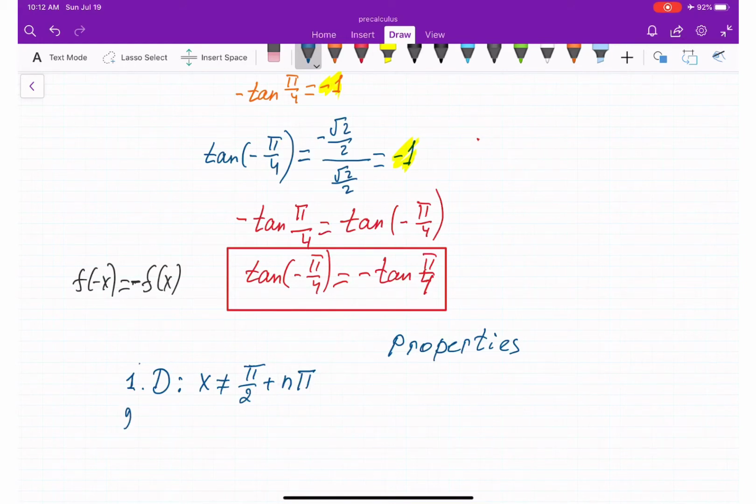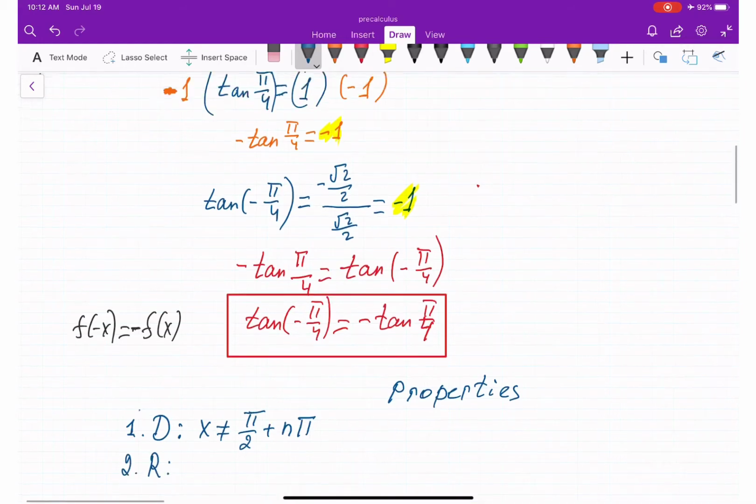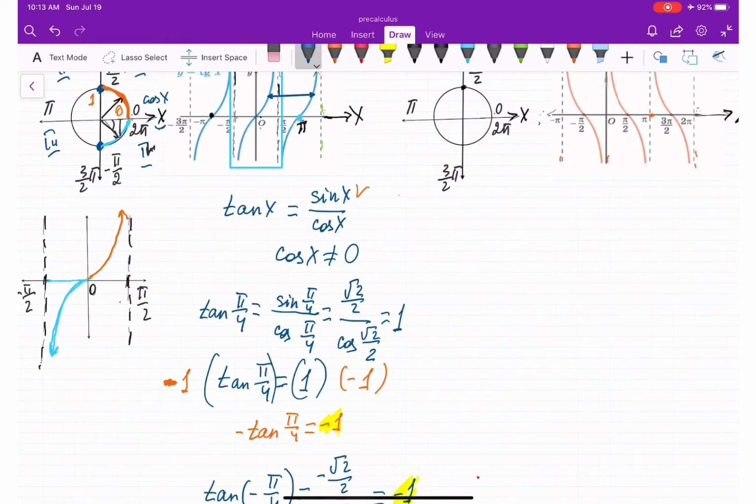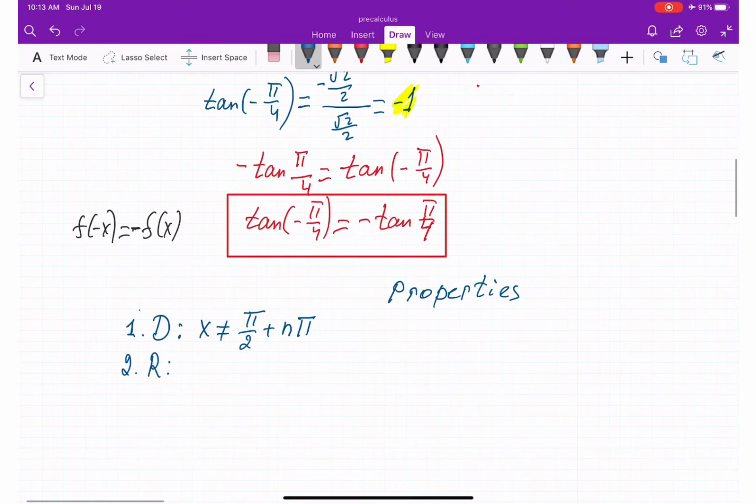Range. In the case of range, we don't have any limitation. It's running from negative infinity to positive infinity. So negative infinity is when we have negative half a pi, positive infinity when we have positive half a pi, and it's periodic, every single time we can repeat every pi. So it's going to run negative infinity to positive infinity.